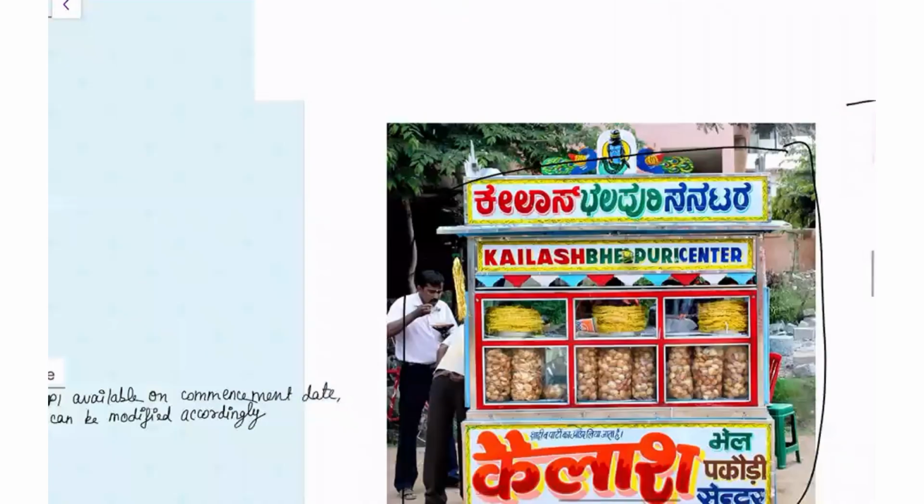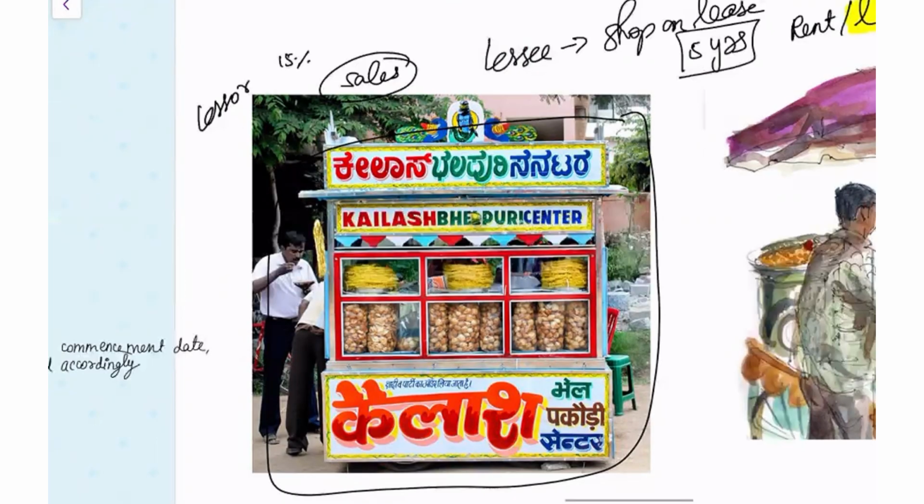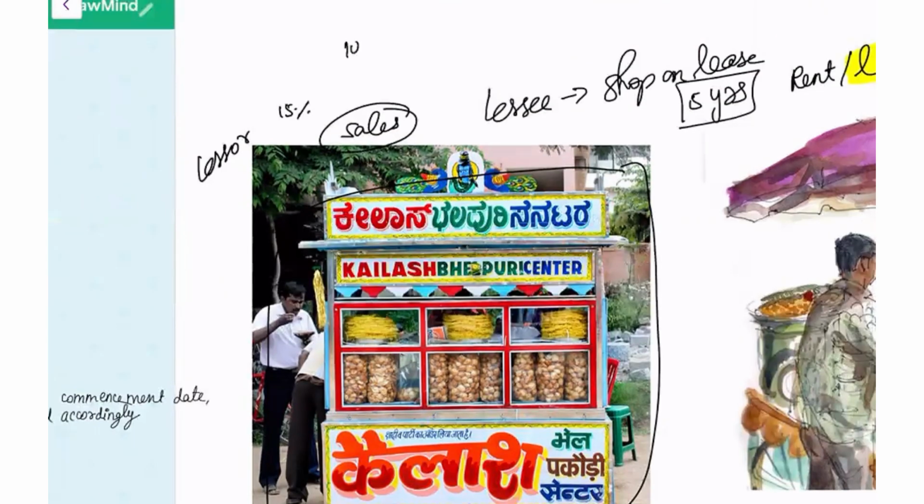The lessor tells us that while you use this shop, you are going to make some sales. So every month you can pay me 15% additional amount of the sale price you make. Suppose you make sales of 10,000 rupees, then 15% of 10,000, which is 1,500, you will pay me every month. Or if you make 1 lakh, then accordingly 15,000 you have to pay me. So 15% on your sales you will have to pay me monthly.